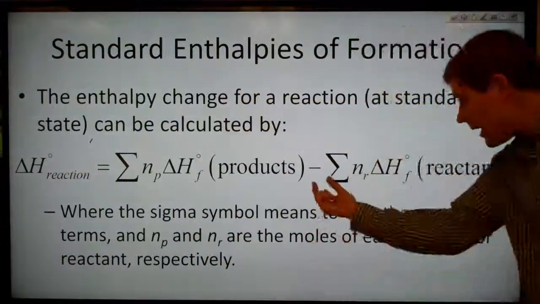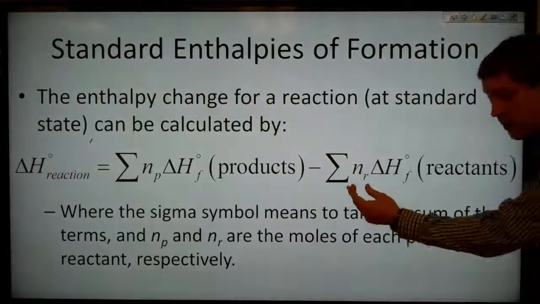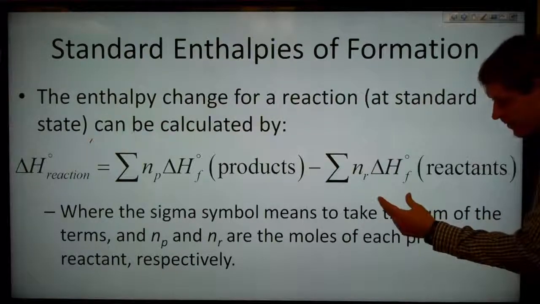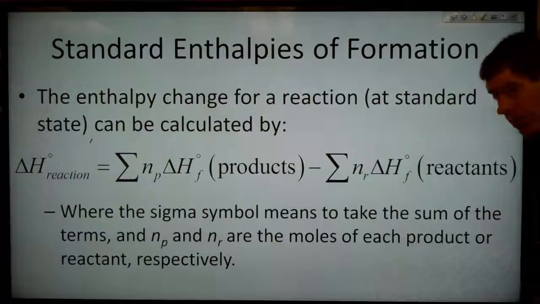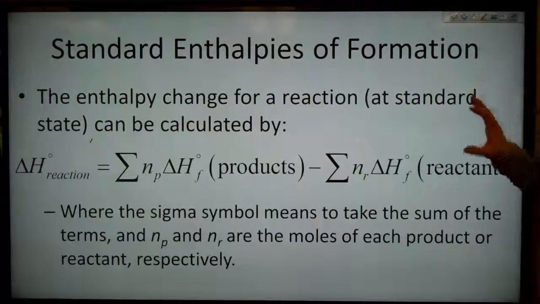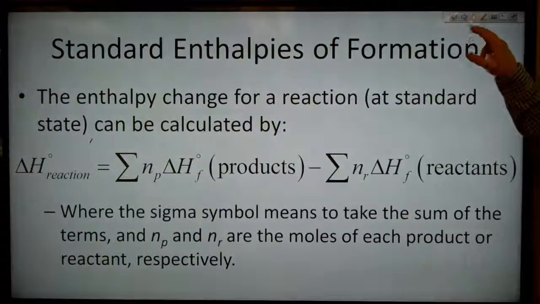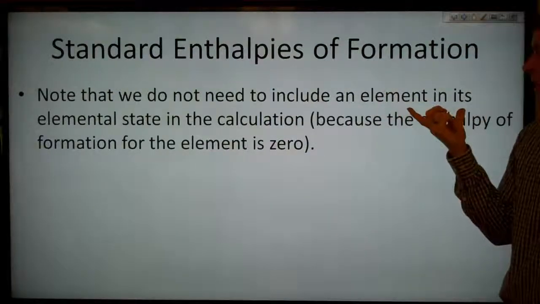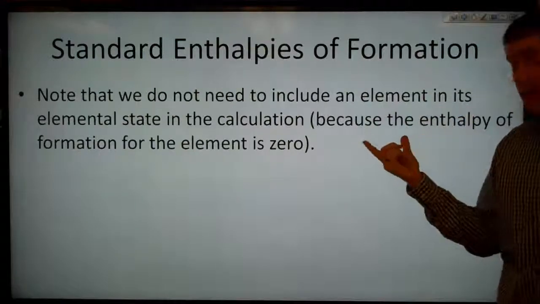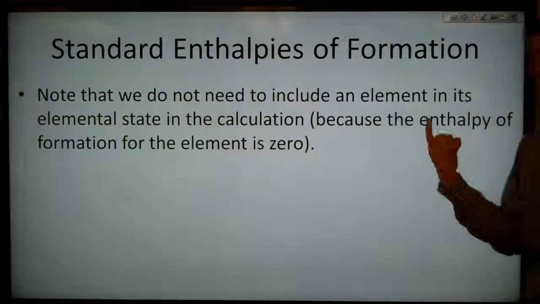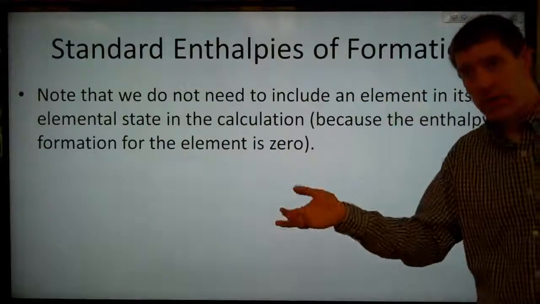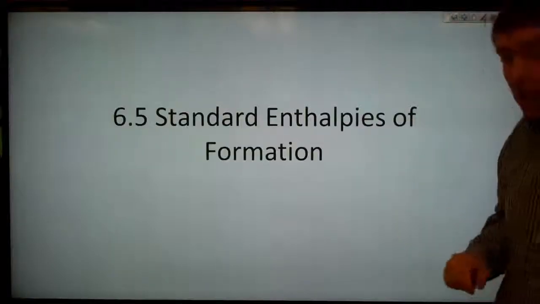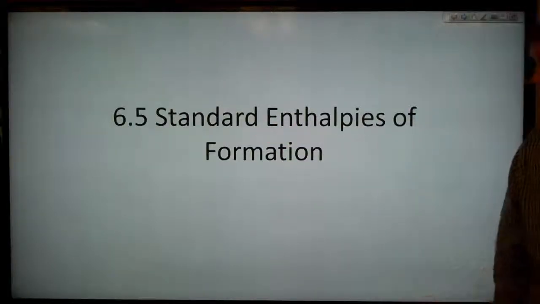summed over all of the products, minus a similar sum over all of the reactants, so the number of moles of that reactant multiplied by the enthalpy change of formation of that reactant, summed over all of the reactants. And that whole sum gives us the enthalpy change for our reaction. So note that we don't really need to include an element in its elemental state in the calculation because the enthalpy of formation for the element is 0, because you're starting out and ending with the same substance and in the same state. So you don't really have any change going on. So that was standard enthalpies of formation.